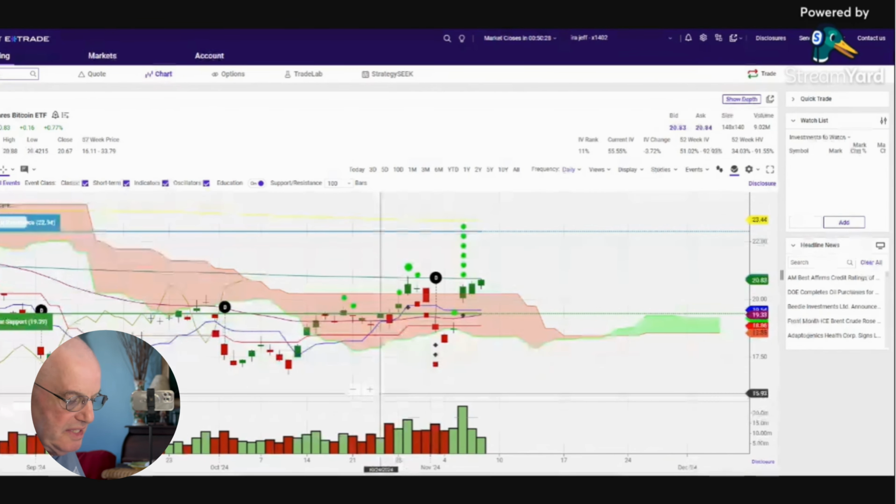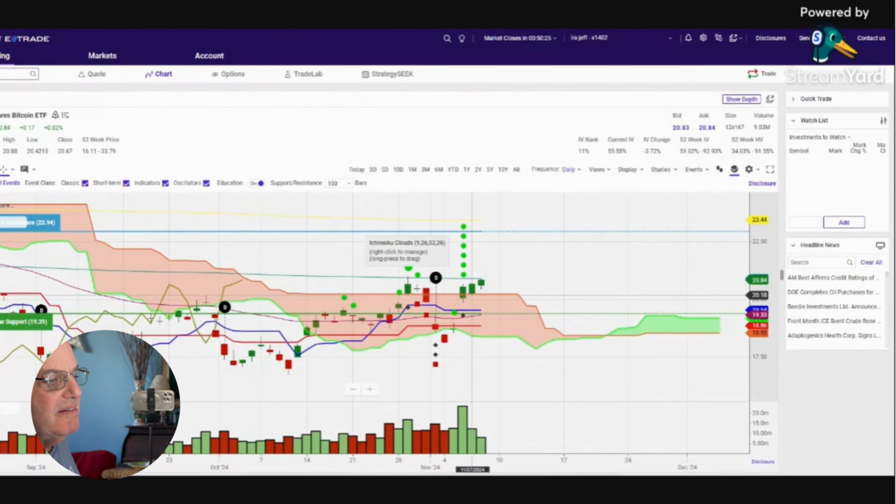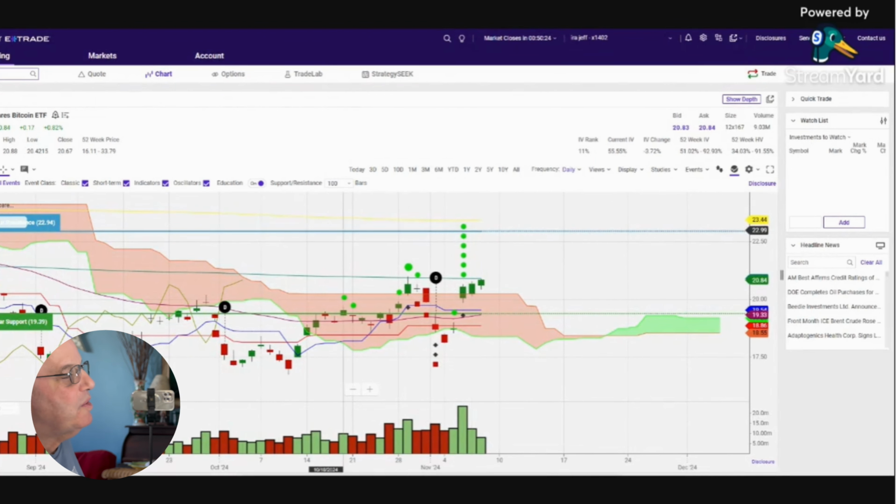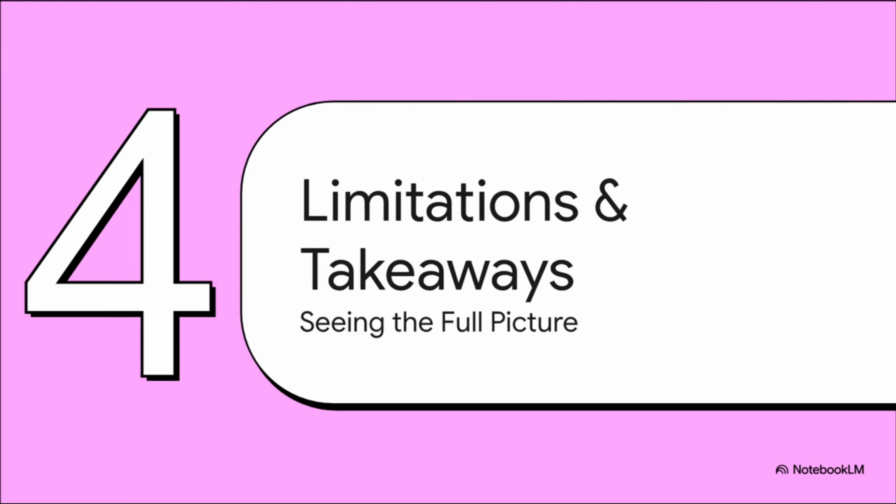But it came up on the scan only because it was in, it's called a 3-8, it's a trap from a 3-day to an 8-day. I could send you videos on that from other people. But of course, no indicator is a magic crystal ball. And to use Ichimoku effectively, you absolutely have to understand its limitations and see the full picture.